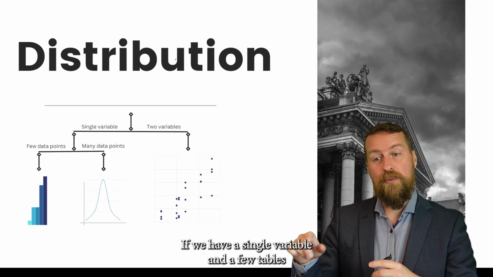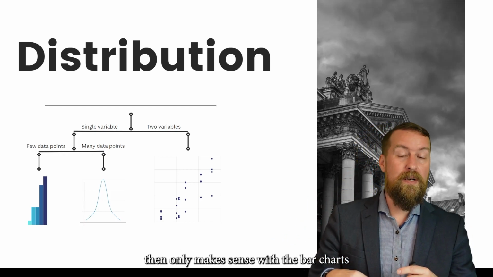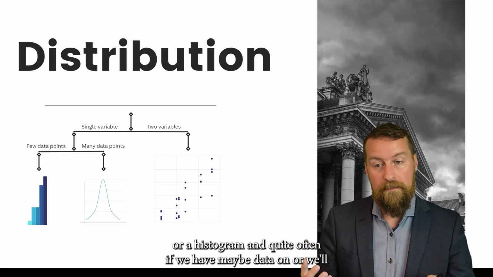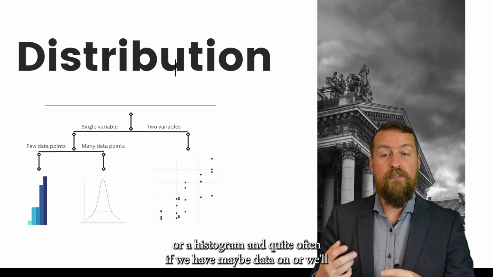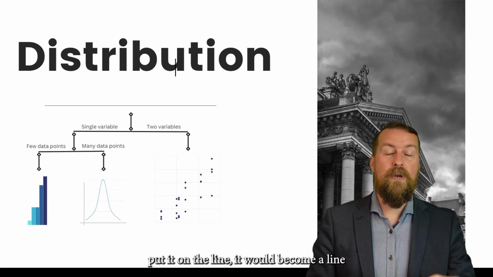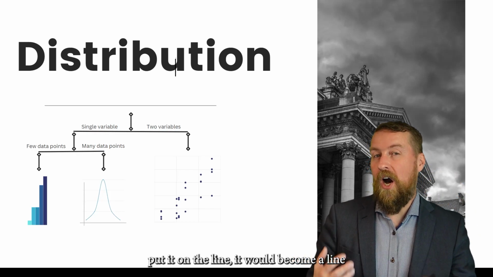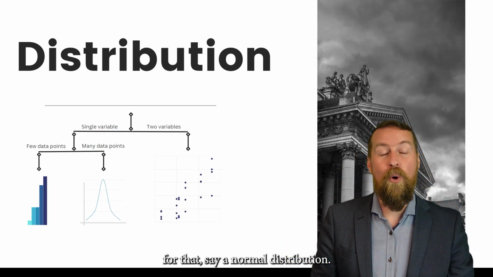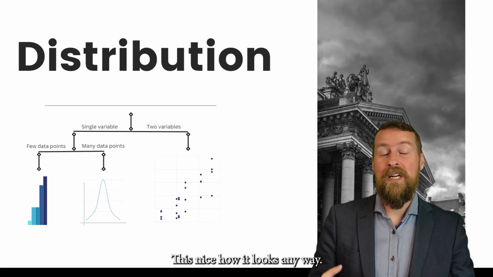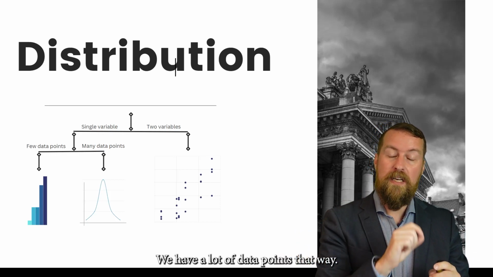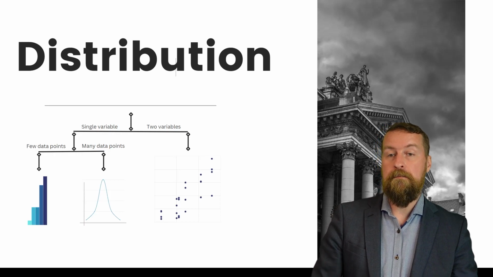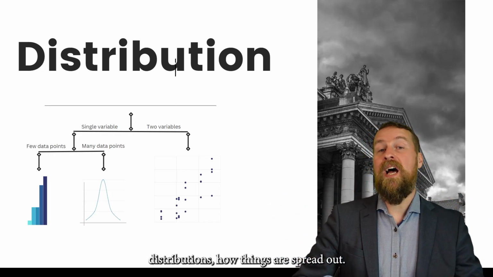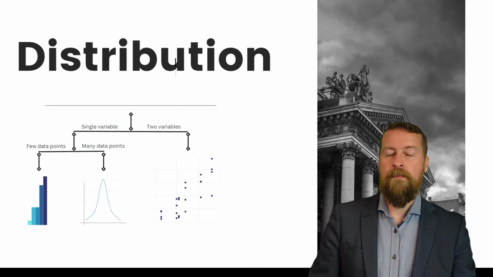If we have a single variable and a few data points, well, then it only makes sense with the bar charts or a histogram quite often. If we have many data points, well, we'll put it on the line. It would become a line, or say a normal distribution, if that's how it looks. Anyway, if we have a lot of data points and it looks that way. So this is how we show distributions, how things are spread out.